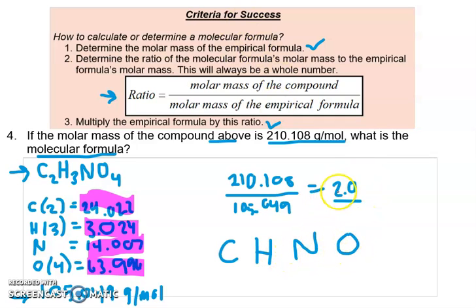I have to multiply 2 times 2 for carbon. That means I have 4. 2 times 3 for hydrogen, 2 times 3 is 6. 2 times 1 for nitrogen, that is 2. And 2 times 4 for oxygen, that is 8. And that is my molecular formula.